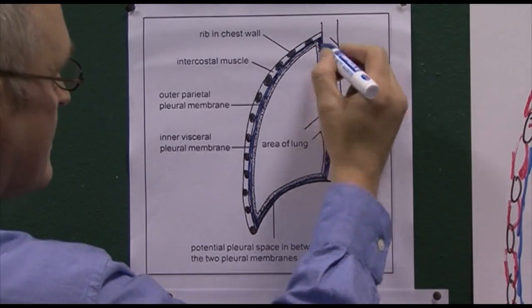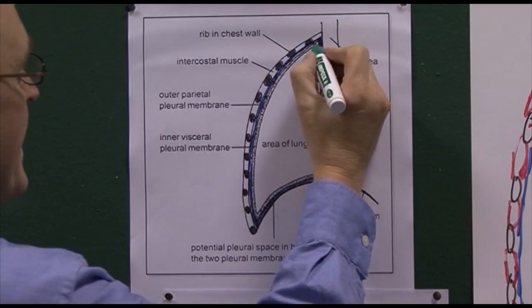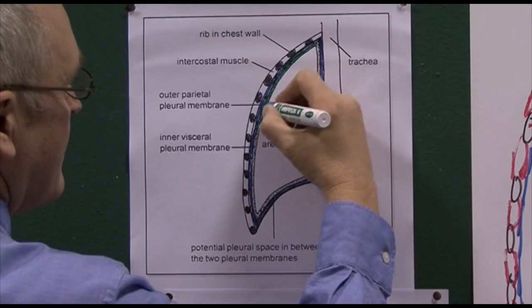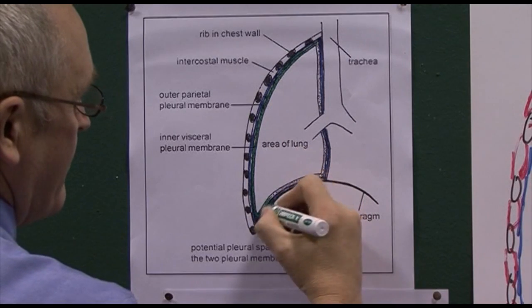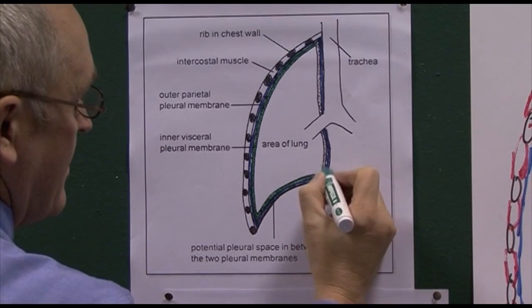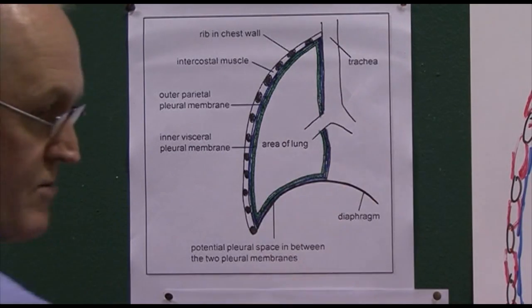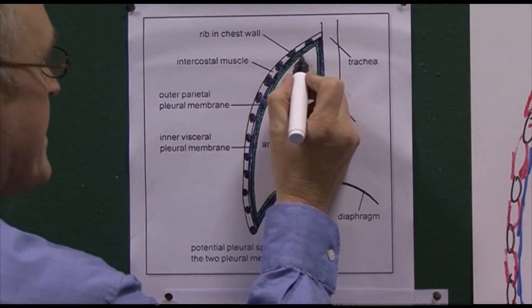And in health, immediately adherent to that, we have the visceral pleural membrane. And the visceral pleural membrane is directly attached to the lung surface. So this area here would be the lung.